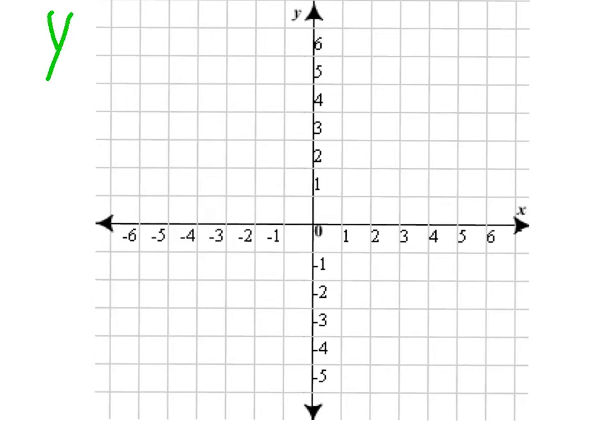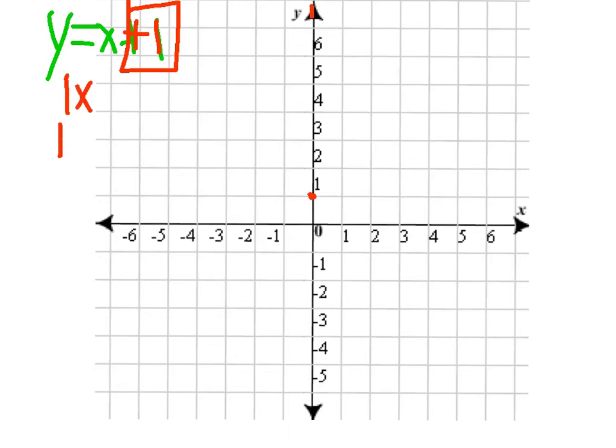Y is equal to x plus 1. Alright, remember we want to start with our number that we have over here. It's a positive 1. That's going to be our y-intercept. That's the number that we're going to plot on the y-axis. It's a positive 1, so we just go up 1, plot our point.